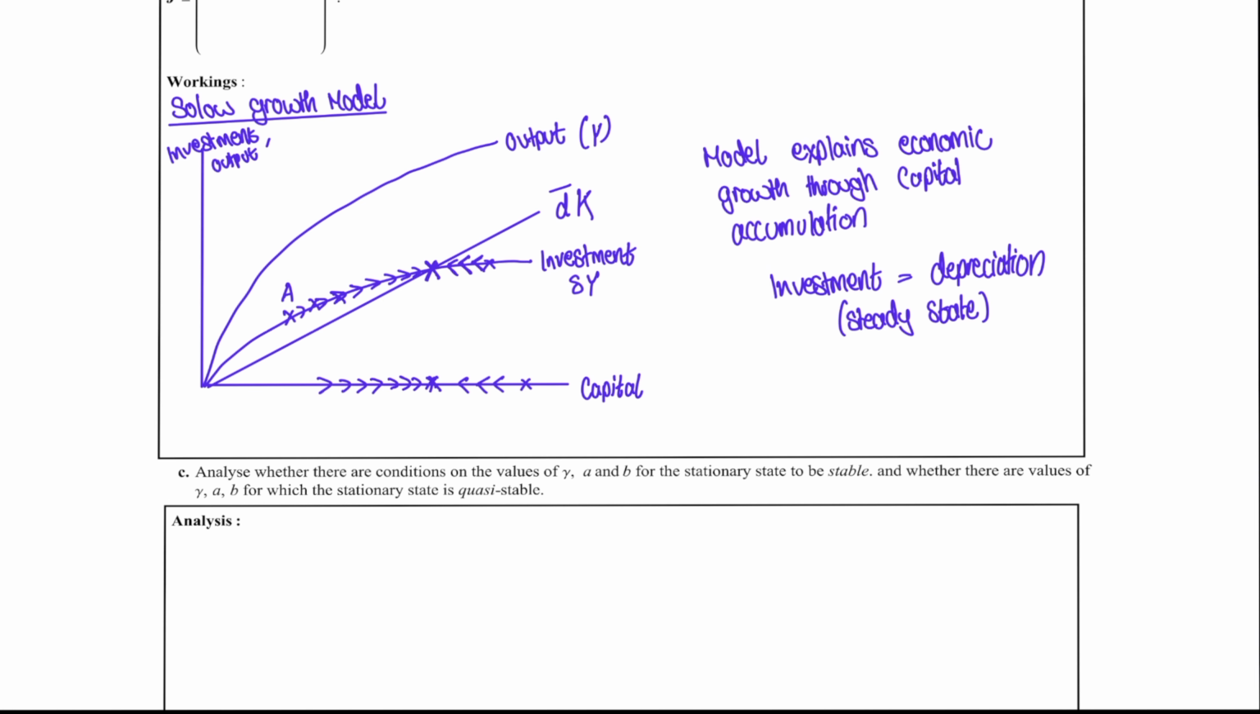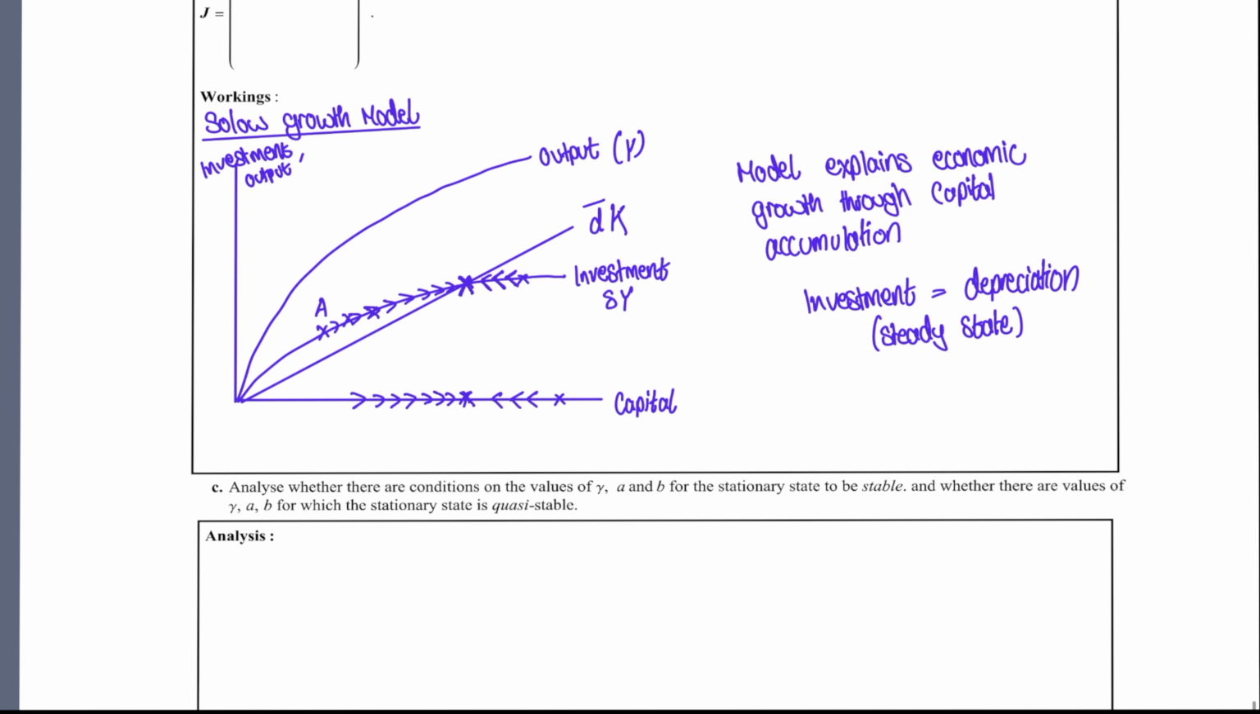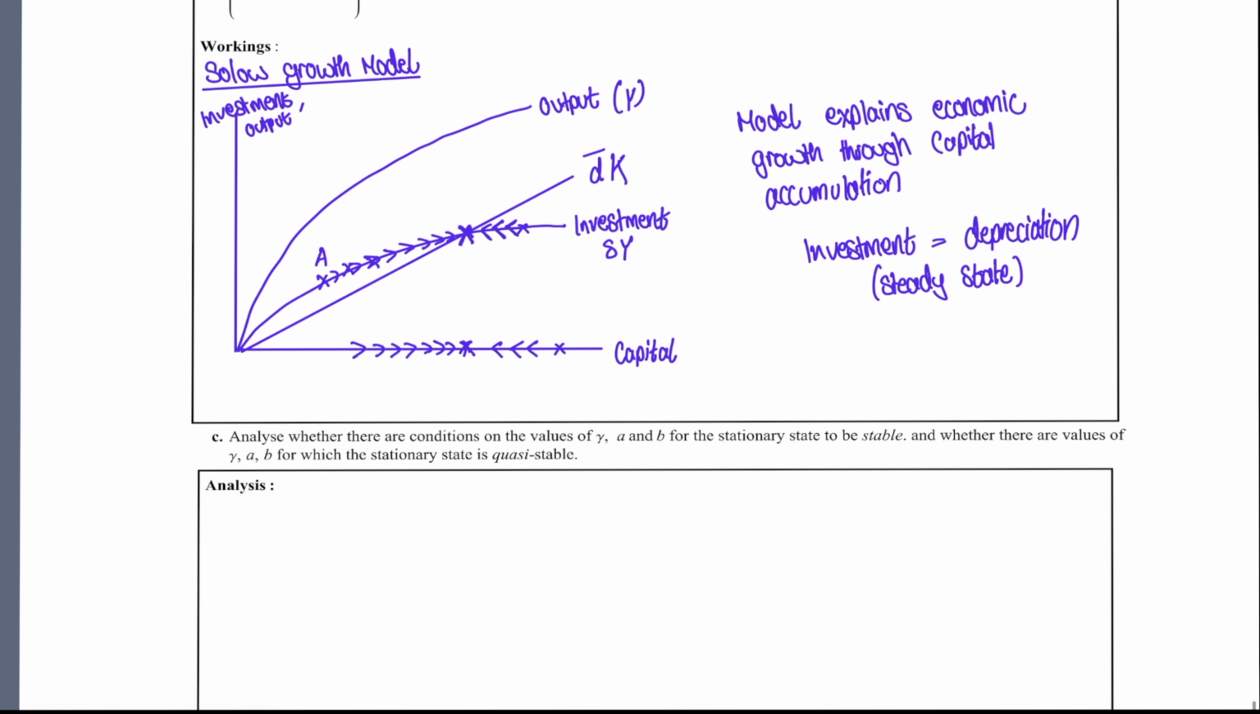So essentially, it doesn't matter where you are on this investment curve, you always move towards this steady state. It just depends upon how fast the economy is able to move towards this steady state. These arrows that I've drawn is what is known as transition dynamics.